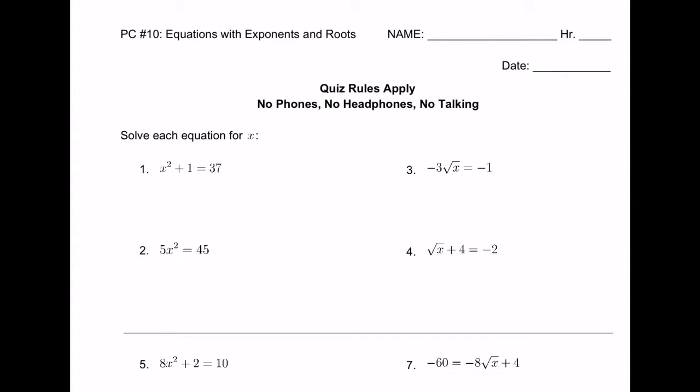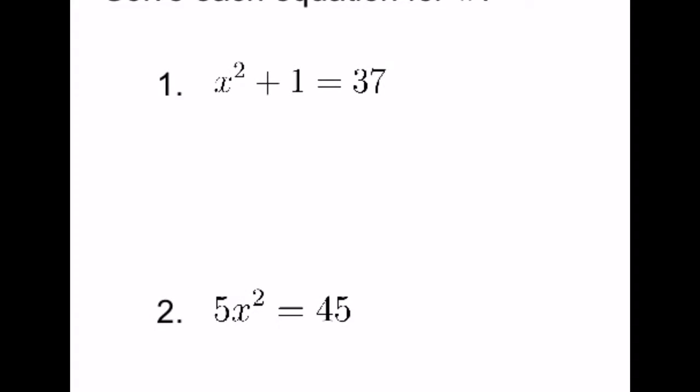This is a review for proficiency check number 10, equations with exponents and roots. So if we have x squared plus 1 is equal to 37, following the rules of order of operations, please excuse my dear Aunt Sally, the exponents would come first, and then the addition.